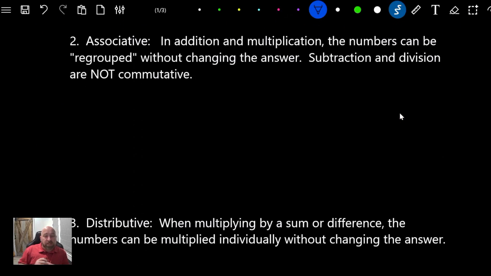The next one is the associative principle. In the associative principle, addition and multiplication, the numbers can be regrouped without changing the answer. In subtraction and division, that does not work. What do I mean by regrouped? Well, let's talk about what grouping is. So if I have 3 plus 4 plus 5.